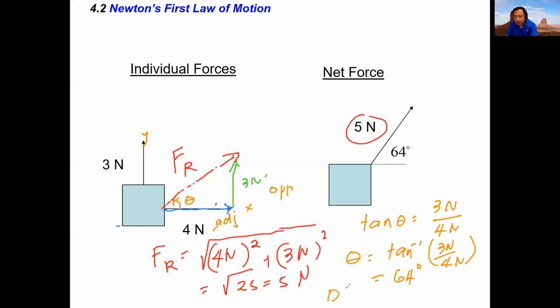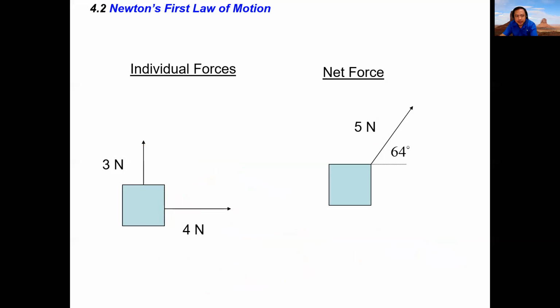And take note, have the degree mode in your calculator when you are computing this way. Okay, so that's how to get 64 degrees. So to get the summation of a vector, you use the Pythagorean theorem and also the trigonometric function. Okay, so let's proceed.